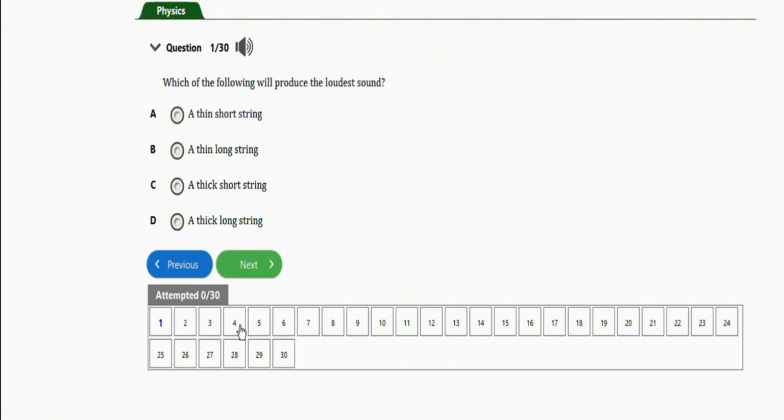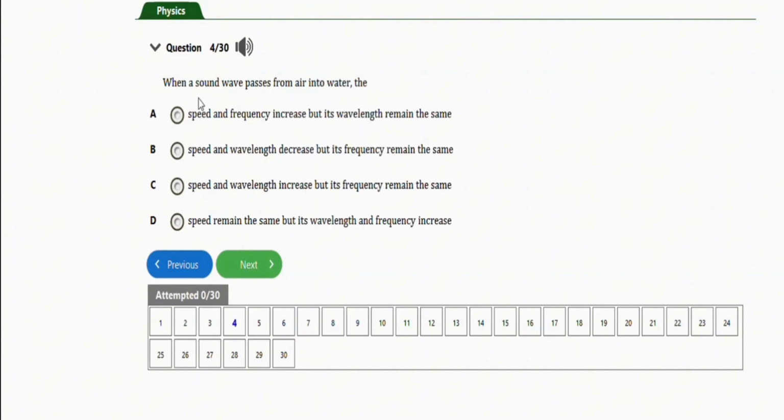Alright, the next question is this one. It says, when a sound wave passes through air into water, the speed and frequency increase, but its wavelength remains the same. This is wrong. The speed and wavelength decrease, but its frequency remains the same. This is also wrong. Speed and wavelength increase, but its frequency remains the same. This is correct. Option C is the right option to this question, not option D. Option D says speed remains the same, but its wavelength and frequency increase.